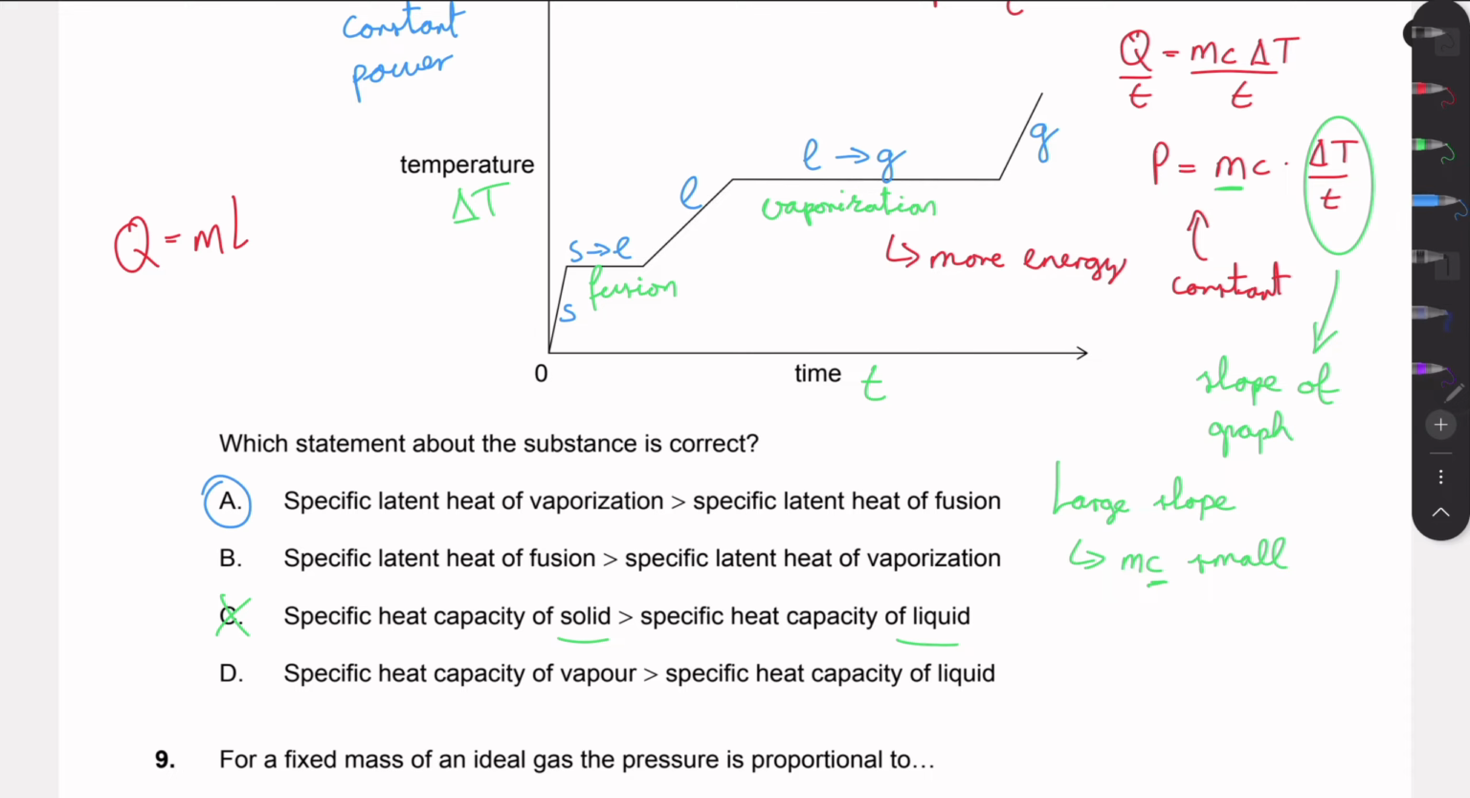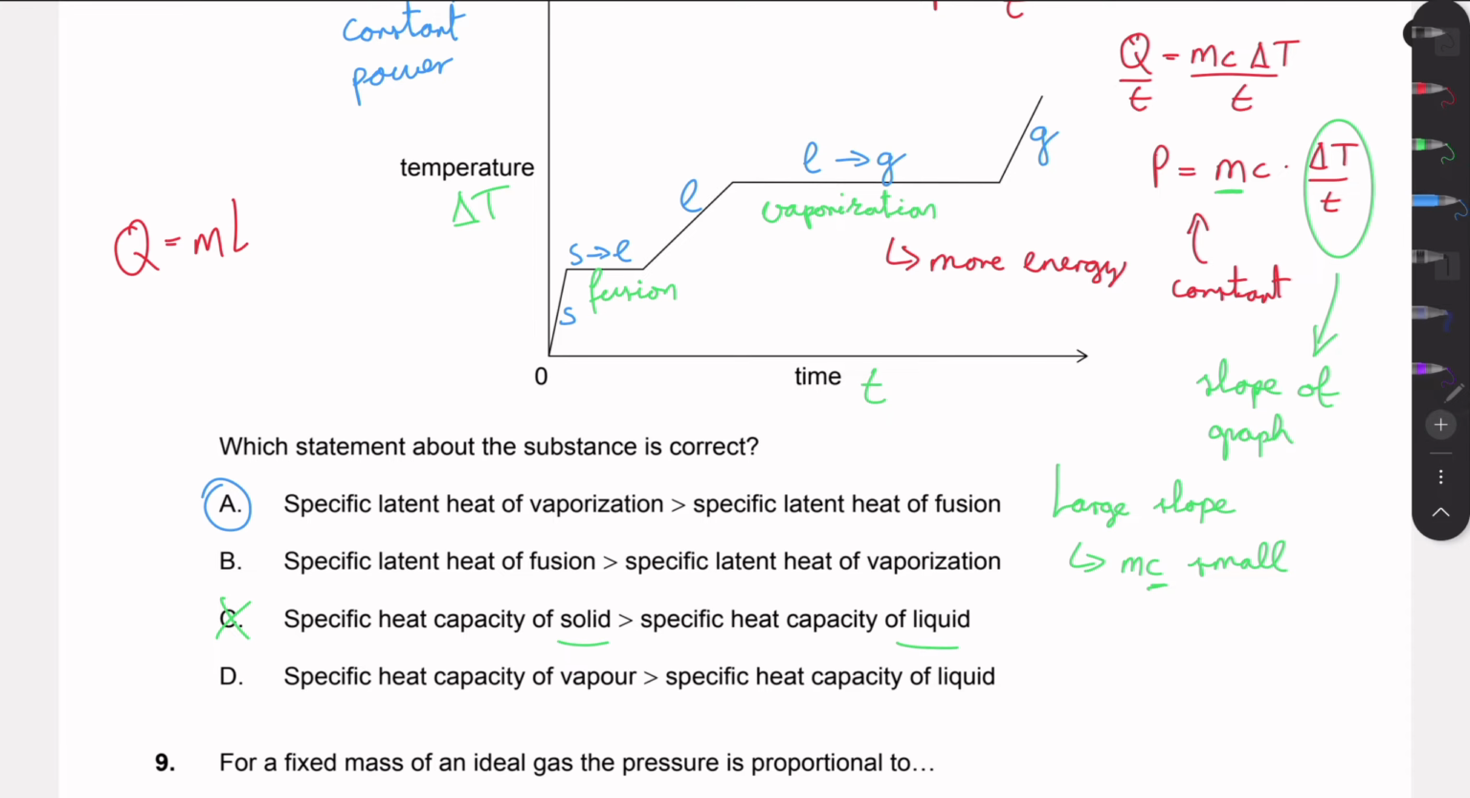And then the last part says the specific heat capacity of the vapor is larger than the specific heat capacity of the liquid. Again, that is incorrect, as our slope here is larger than over here. So our specific heat should be smaller for both of these. That's how it would be correct.